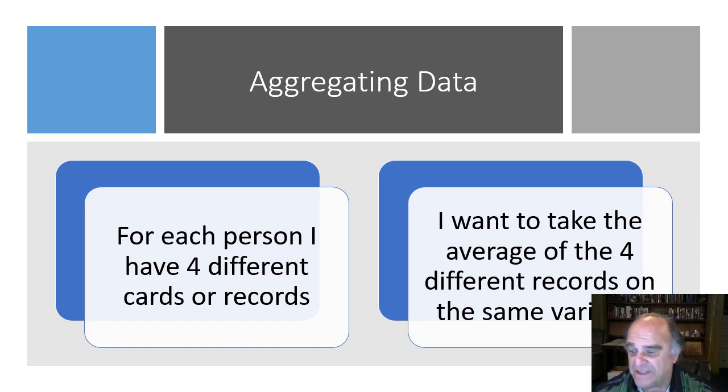Aggregating data. One of the things I like about SPSS is that it makes it easy to aggregate data, although I guess R does this as well. But aggregating data is pretty simple. And by aggregating data, I mean, for example, for each person, I have 4 different cards or records, and I want to take the average of the 4 different records on the same variable. So I have 4 different cards or records for each person. I want to turn that into one case with the average of the 4 different records for the same variable.